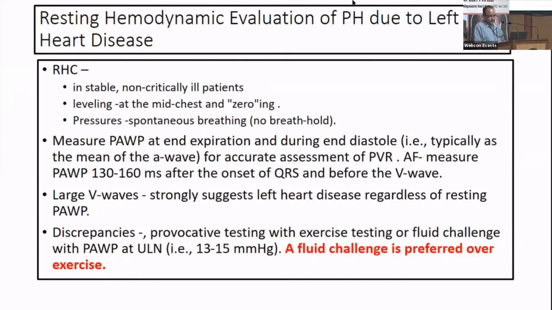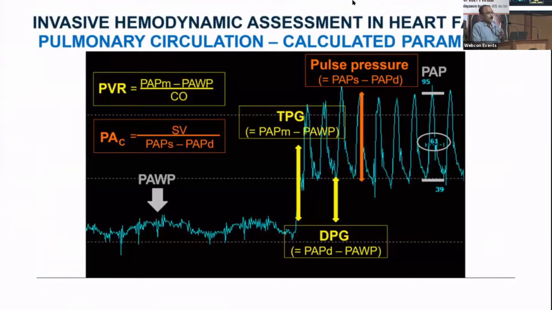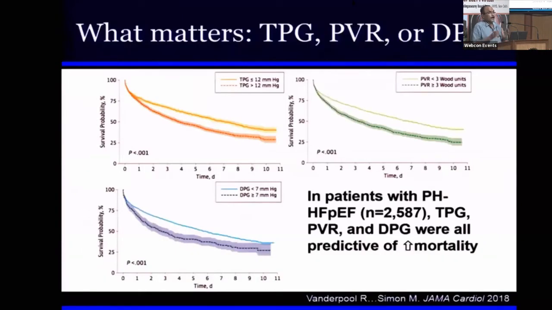pulmonary wedge pressures between 13 to 15 millimeters, a fluid challenge is always a better way to diagnose rather than exercise testing. There are several measurements that need to be made, which include the transpulmonary gradient, diastolic pulmonary gradient, pulmonary vascular resistance, or pulmonary compliance. All of these are highlighted here. What matters? What is important among these measurements?